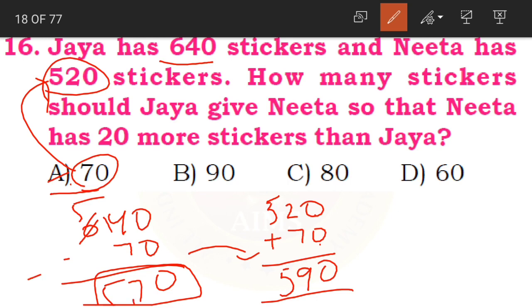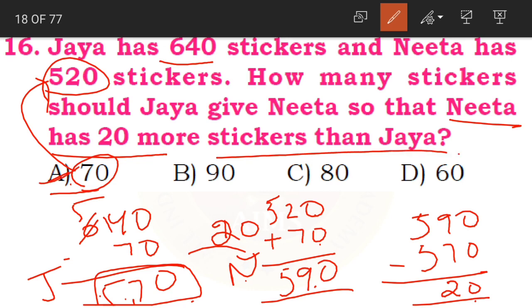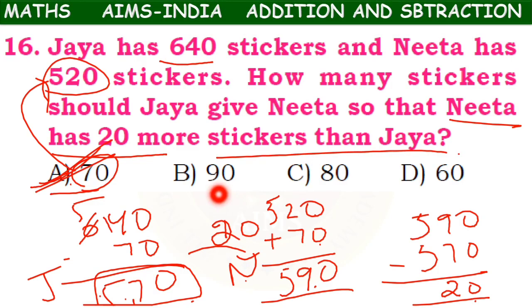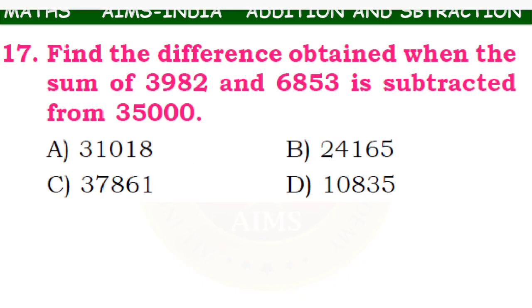Now Jaya has 570, Neeta has 590. What is the difference? See? The difference is 20. Neeta has 20 more stickers than Jaya. So what is the correct answer here? Option A, 70. Okay children, you can solve this question by using this method. This is called the trial and error method. We try each option to see whether it is the correct option or not. If A was not the correct answer, then we would have gone to option B. Clear? Moving on to question number 17.